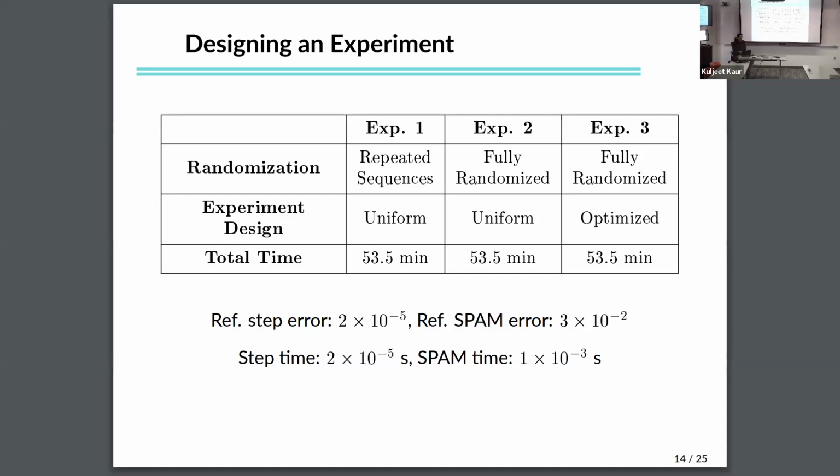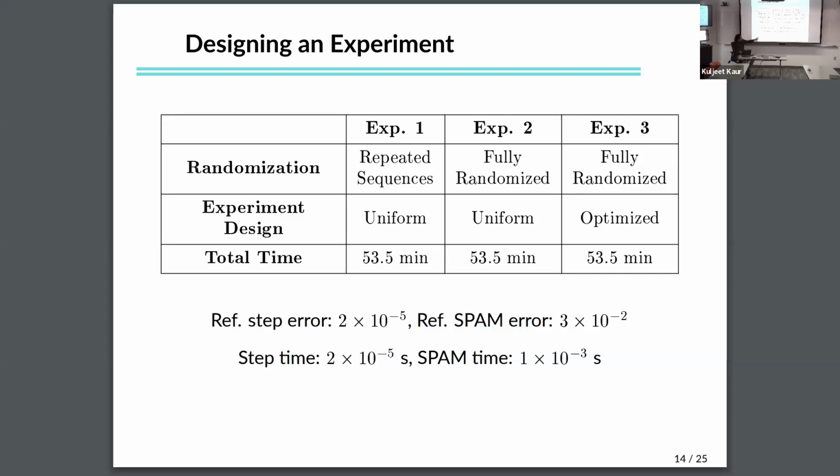And that total time came out to about 53 minutes with actual experimental runtime. So in terms of this experiment, the step error that we expected ahead of time was about 2 × 10⁻⁵. The state prep and measurement error is 3 × 10⁻². So we are indeed in this regime where the state preparation errors are pretty large. So that makes randomized benchmarking a good tool.